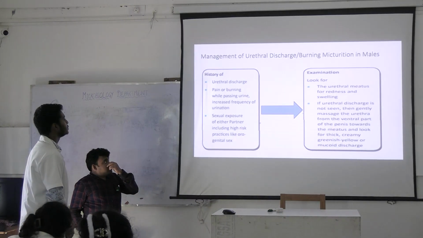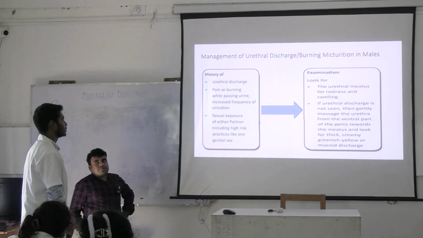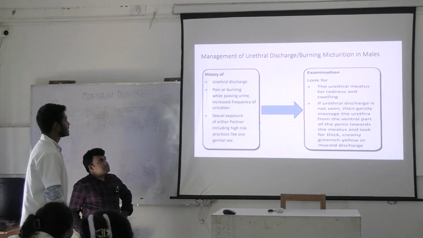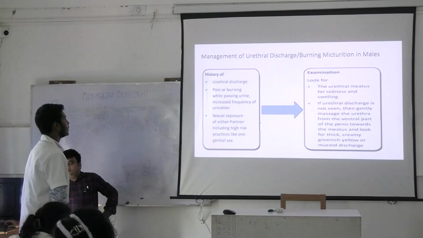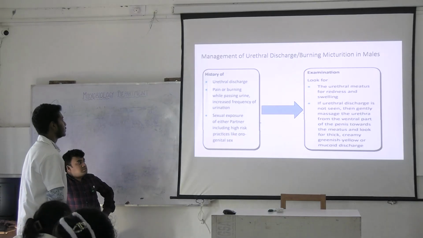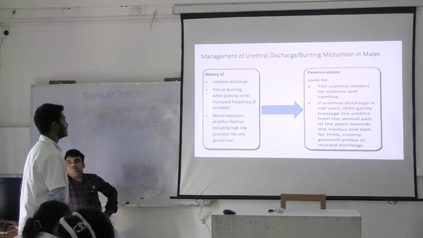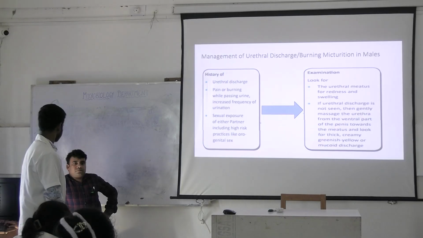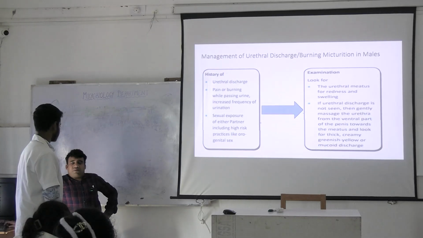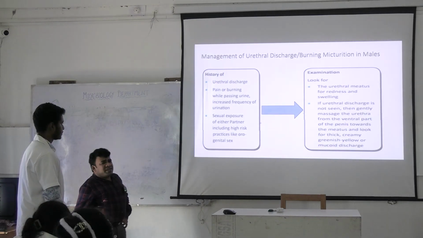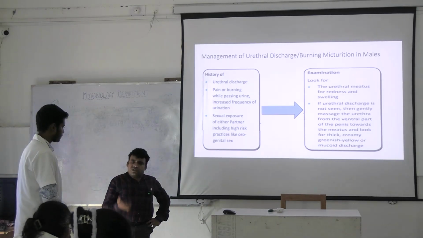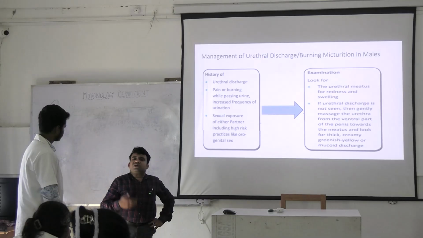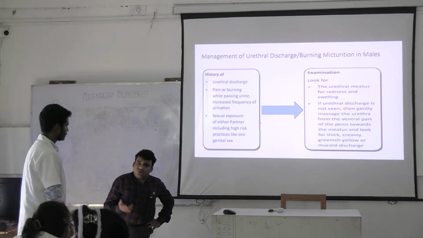Examination. Look at the urethral meatus for redness and swelling. If urethral discharge is not seen, then gently massage the urethra from the ventral part of the penis towards the meatus and look for thick, creamy, greenish, yellow or mucoid discharge. That means there will be pus. Sometimes when you examine the patient, there will be a collection of pus. And if it is not there, you have to extract the pus, because ultimately the organism will be present in the pus.